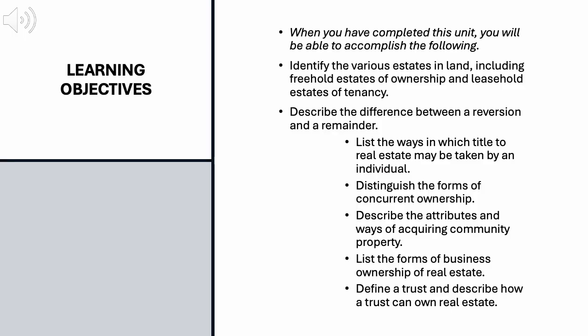Learning objectives. When you have completed this unit, you will be able to accomplish the following. Identify the various estates in land, including freehold estates of ownership and leasehold estates of tenancy. Describe the difference between a reversion and a remainder. List the ways in which title to real estate may be taken by an individual. Distinguish the forms of concurrent ownership. Describe the attributes and ways of acquiring community property. List the forms of business ownership of real estate. Define a trust and describe how a trust can own real estate.